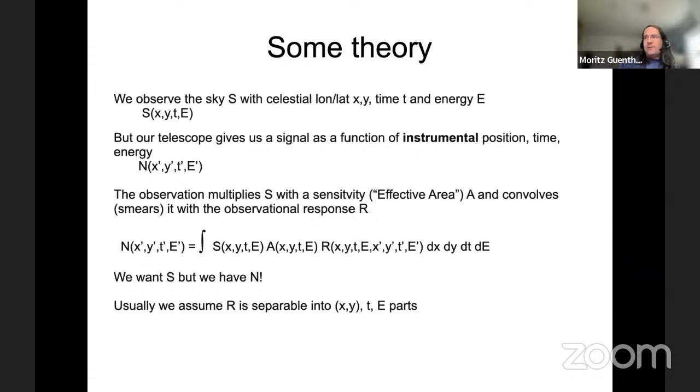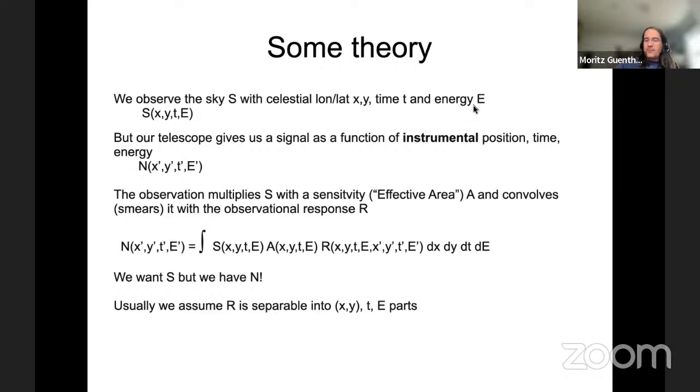Okay, I will have to torture you with a formula. This is the only one I'm going to show. I'm going to show it twice though. Fortunately, we don't ever have to calculate this by hand, but it's useful to know what is meant. Okay, so we observe the sky S, and the sky has some position, latitude and longitude, which I'll call X and Y, and photons come from that at some time t with some energy E.